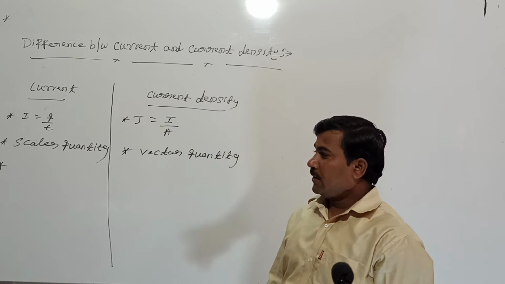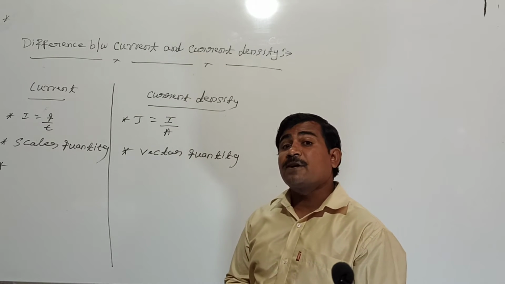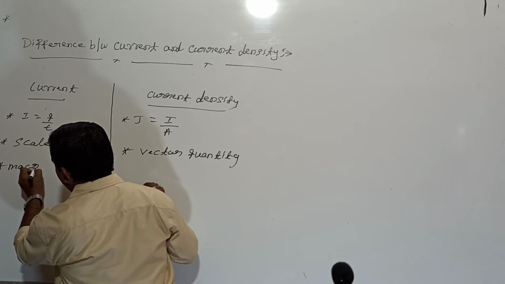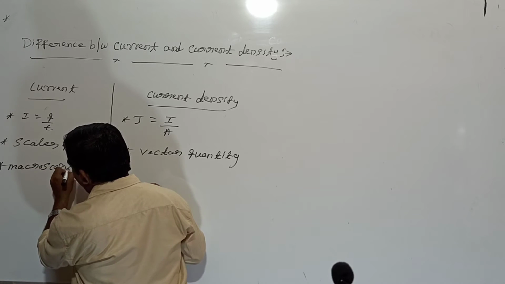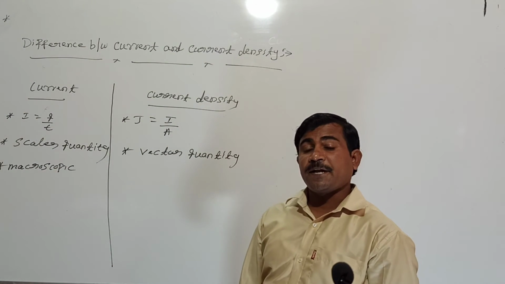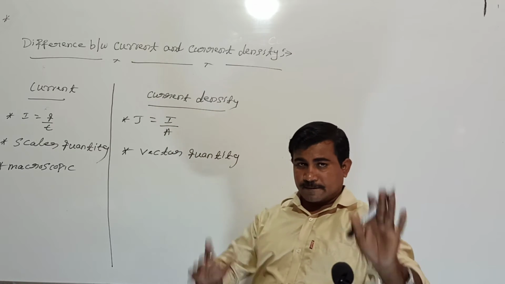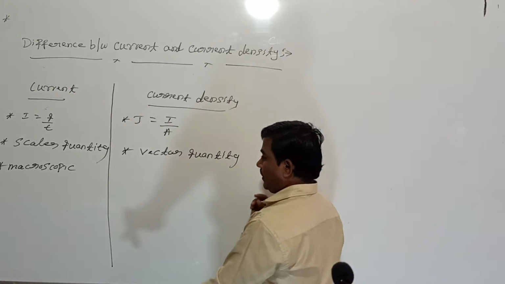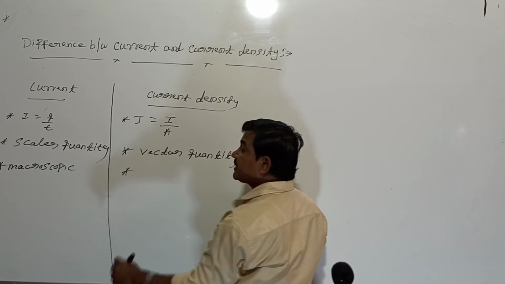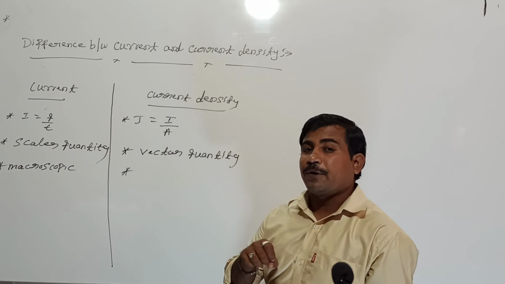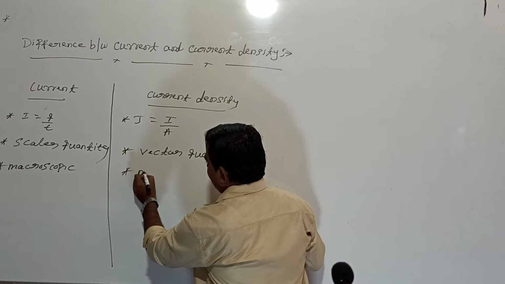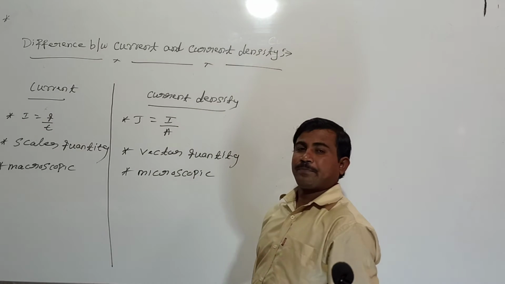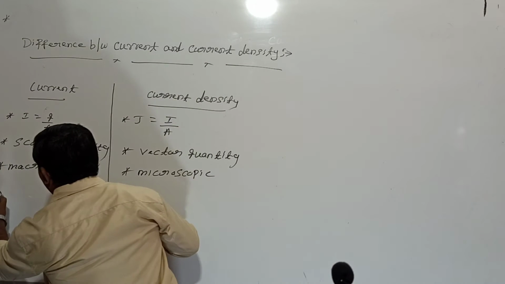Third difference you can make. Electric current is a macroscopic quantity, because electric current is a characteristic property of the whole conductor. Meaning, as the area changes, the current remains the same. But what about current density? Current density is a microscopic quantity.